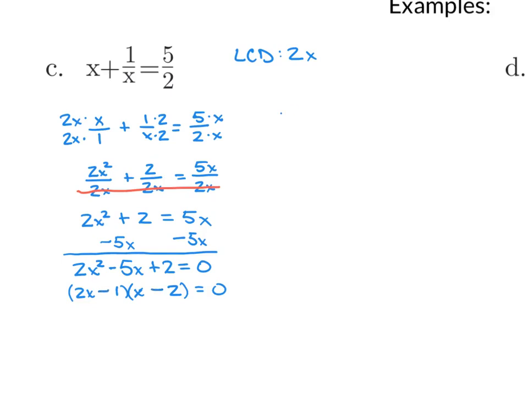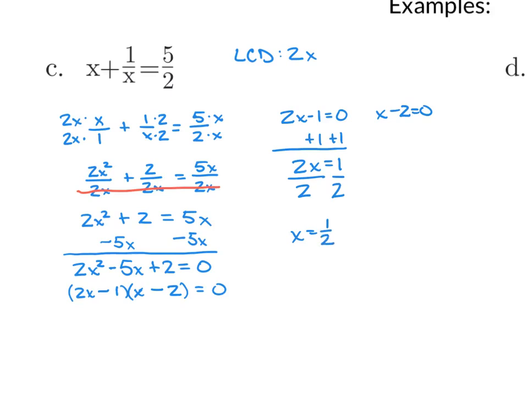All right, we set each one of these equal to 0. We get 2x minus 1 equals 0, or x minus 2 equals 0. The first equation, if we go ahead and solve this, I can add 1 to both sides and divide by 2. So we get x equals 1/2. My second equation, I can add 2 to both sides, and we get x equals 2.